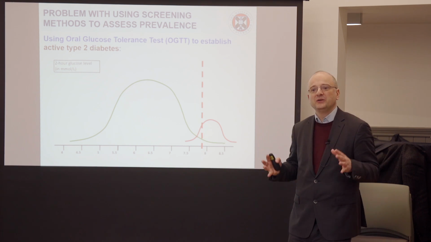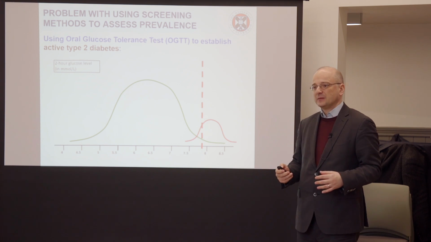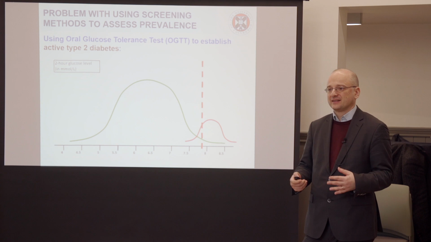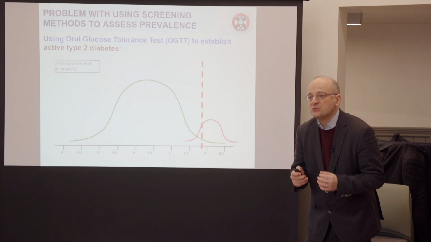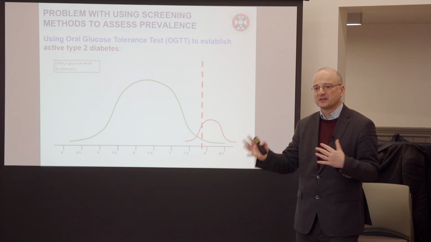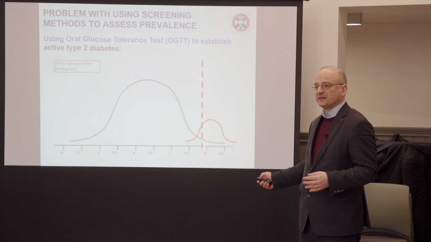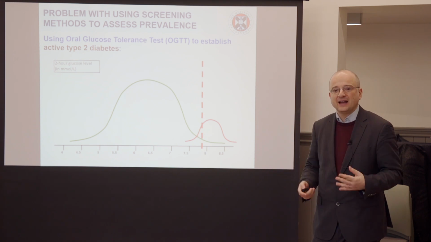So if you are doing a prevalence estimate or burden estimate in the population using a screening test of the disease, you need to really understand the properties of this screening test, what sensitivity is and what specificity is, and then you need to play with them and play with these distributions to understand what's going to happen.